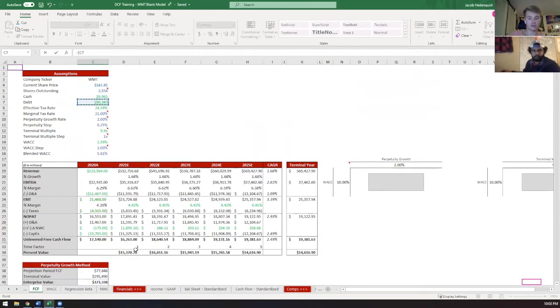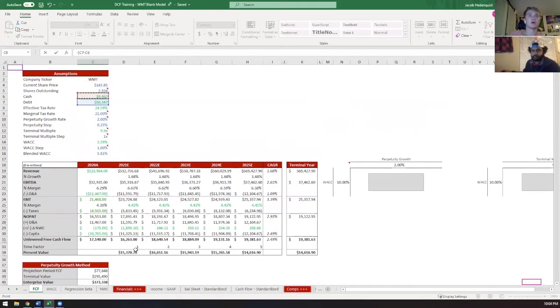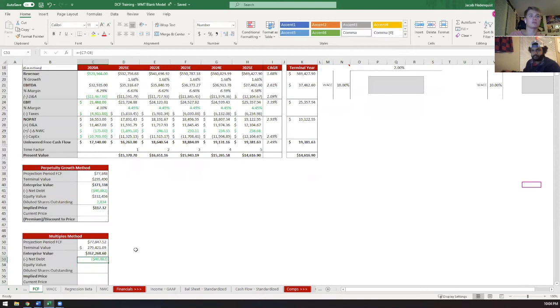It's going to be our debt minus our cash. Just another shortcut: I could click up arrow, up arrow, up arrow, up arrow, but that's kind of time consuming. To move quickly around the sheet, I can hold Control and then press up arrow, and this quickly lets me jump up here. Then I'll subtract the cash out, close the parentheses, and hit enter. Same net debt as the perpetuity growth method.